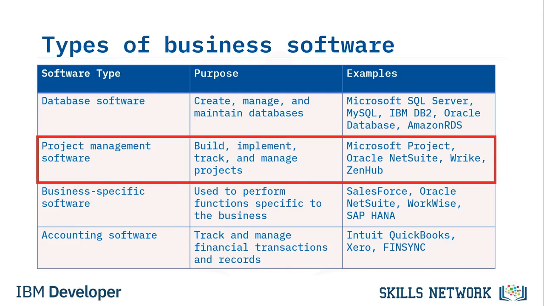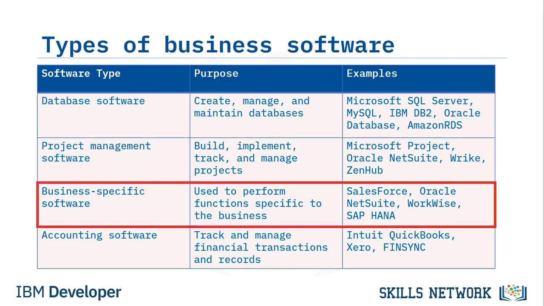Project management software is useful to help build, implement, track, and manage projects. Examples are Microsoft Project, Oracle NetSuite, Rike, and ZenHub. Business-specific software applications are created for businesses depending on their specific needs. Some companies might need a special application to perform essential business duties. Examples are Salesforce and Oracle NetSuite, which are customer relationship management or CRM systems, and WorkWise and SAP HANA, which are both enterprise resource planning or ERP applications.